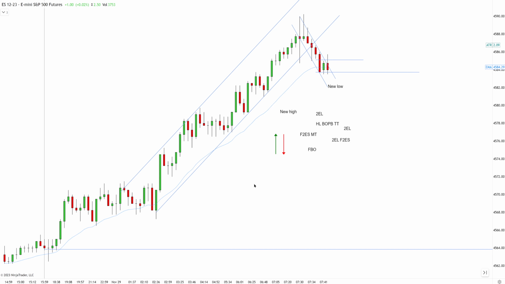We're going to dive deeper into understanding price action, and we're going to cover price action rules and how to use these rules to identify high probability setups in the market.